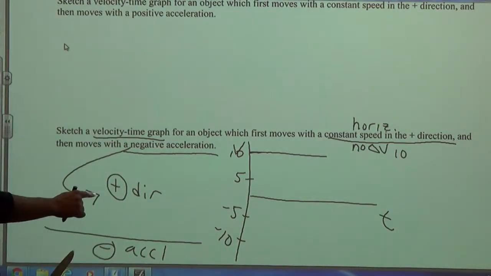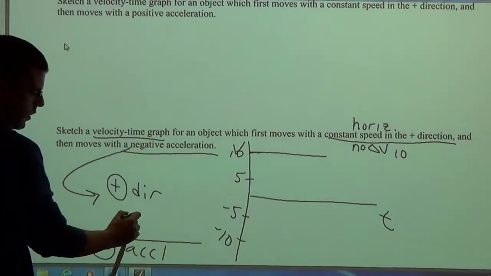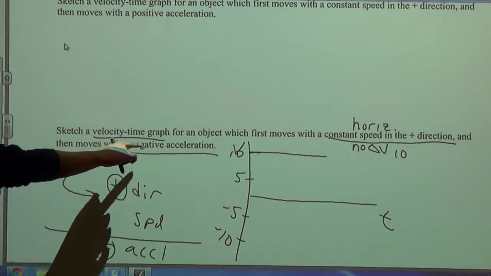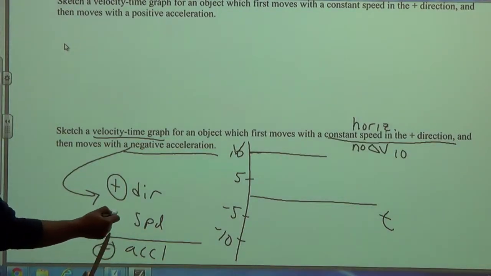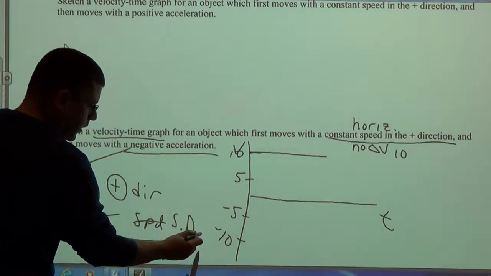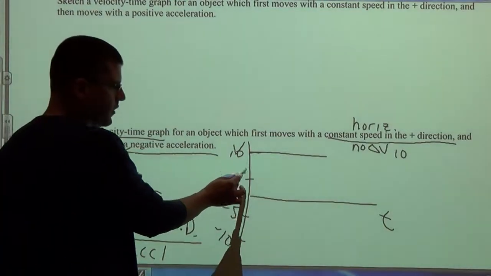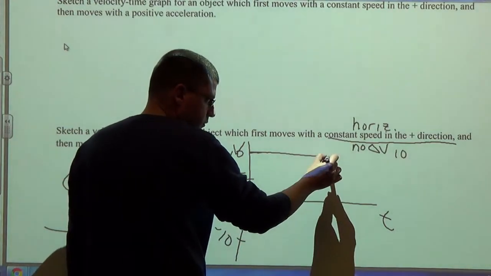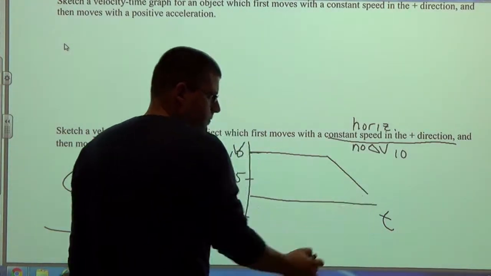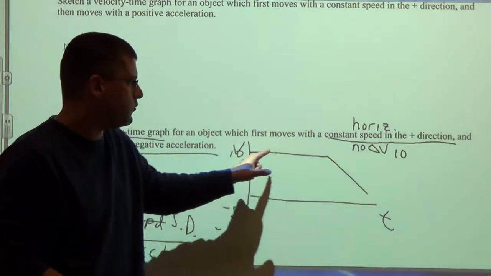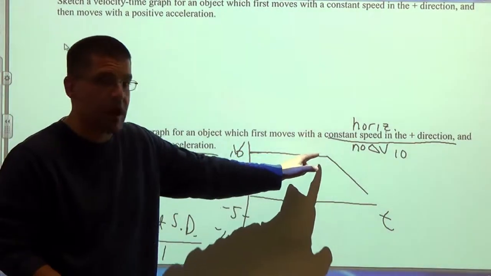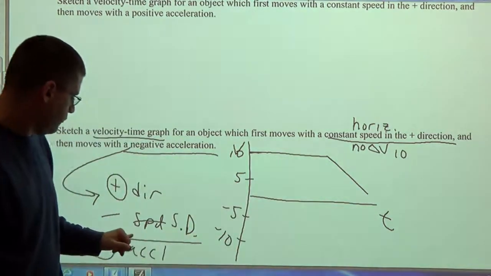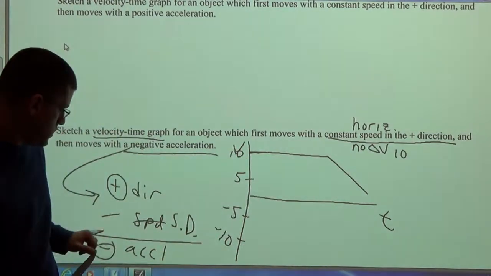Positive direction, negative acceleration. We need to talk about the speed. Does it slow down or speed up? Negative acceleration, so to get this, I need to slow down. So how do I show this object slowing down in the positive direction? 10 to 5, positive direction. Watch this. Boom. So here's segment 1, horizontal, constant speed, no delta v in the positive direction. Here's part B, negative acceleration. We see down here, positive direction, slowing down.